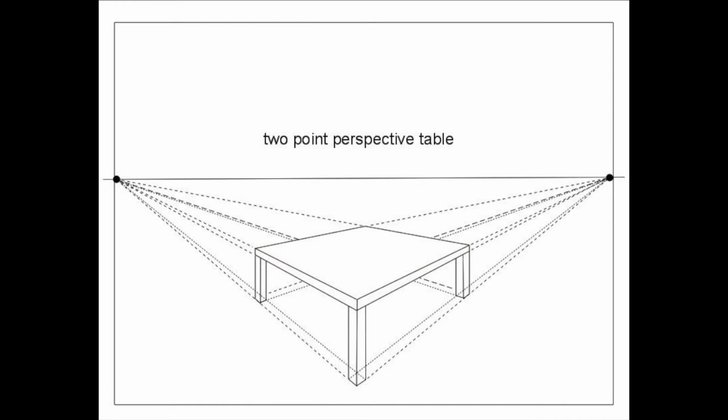This is a 2-point perspective table. The corner is toward us, and you can see the way that the lines operate toward the horizon line, the 2 vanishing points, to create something that feels like it's in perspective.